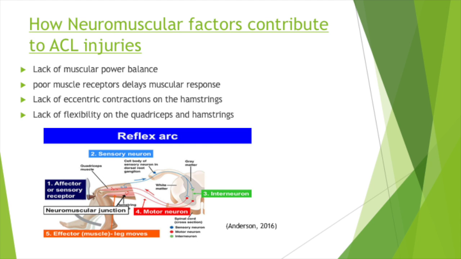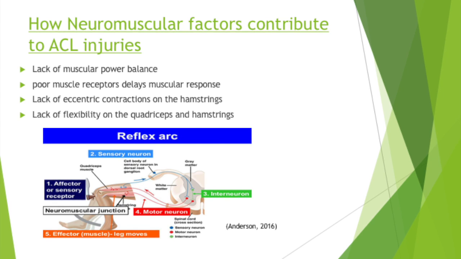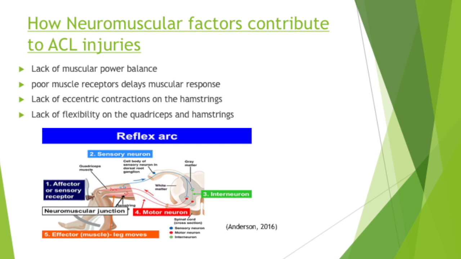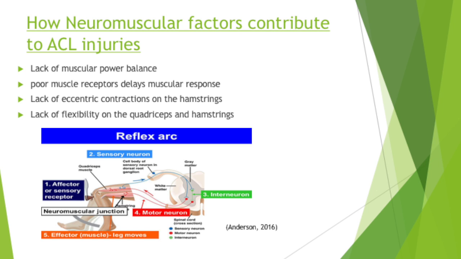Now we're going to talk about how neuromuscular factors contribute to ACL injuries. For instance, lack of muscular power balance, poor muscle receptors which delay muscular response, lack of in situ contraction in the hamstrings, and lack of flexibility in the quadriceps. Here's a diagram of what's going on anatomically during muscular factors.